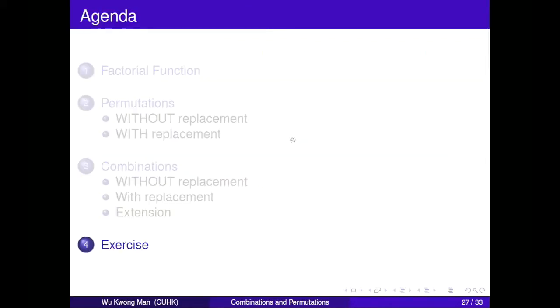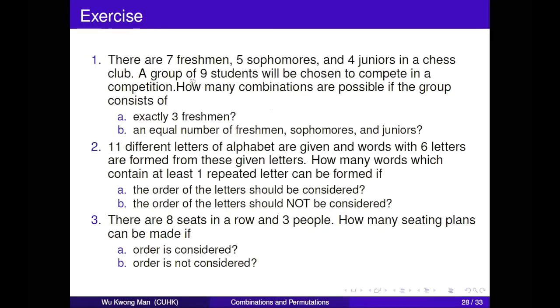Lastly, there are 3 practice questions for permutation and combination. For the first question, you are required to form groups under two conditions, respectively. One is 3 freshmen, and the other is an equal number of different kinds of students. The second question is the number of 6-letter words with at least one repeated letter formed from 11 different letters, with and without considering the order. And the last one is the number of seat arrangements of 3 people in 8 seats with and without order.